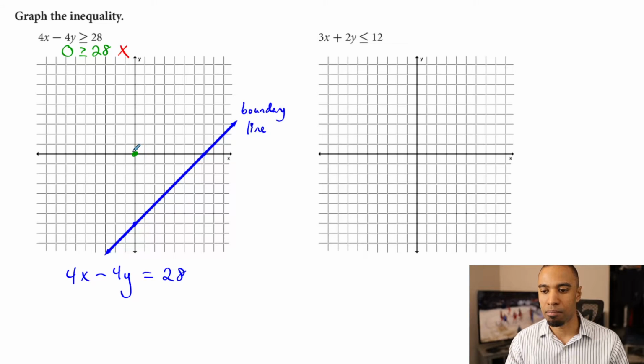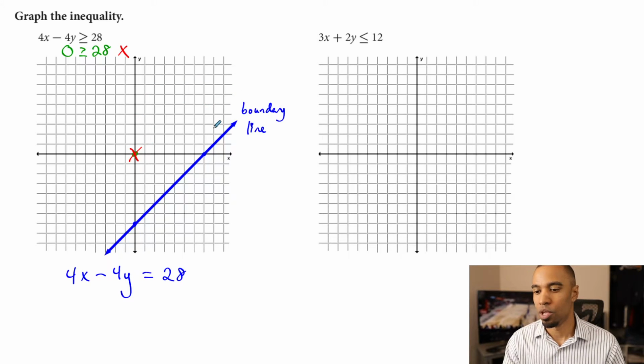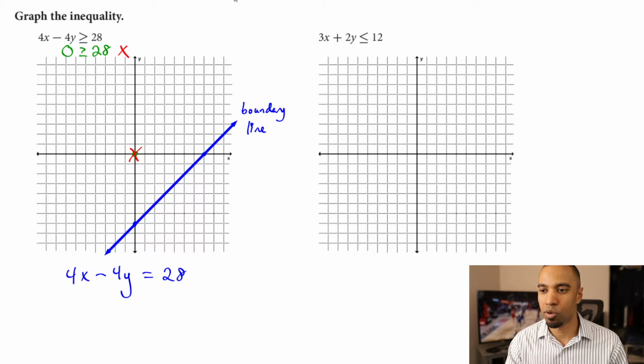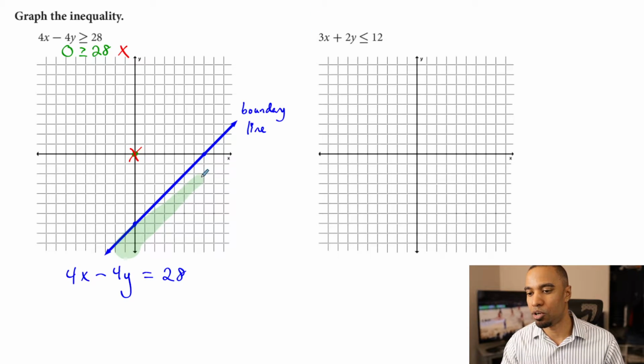A false statement means that 0, 0 is not a solution to this inequality, which means nothing on this side is a solution to this inequality, which means everything on this side should be a solution to the inequality. So I'm going to go ahead and shade on top. I'm not going to say on the right side. I'm going to shade underneath the line here.